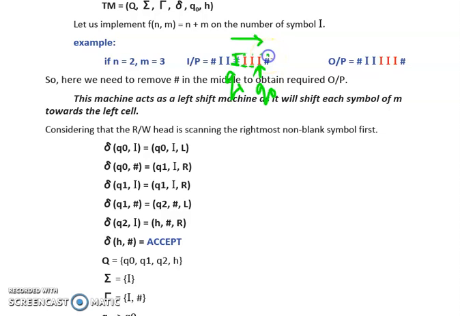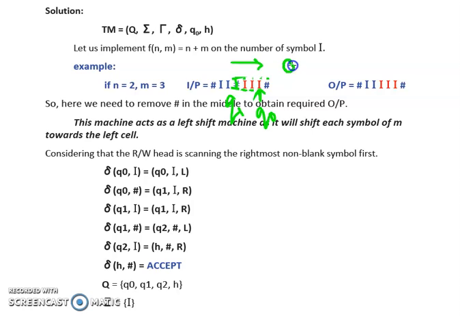So once it has reached hash, the state will change and the hash will be replaced by hash only. So when we are on the state Q1 and reading the symbol hash, the state changes to Q2. Now the state is Q2 and hash is replaced by hash and the movement of direction is towards the left. So we have moved towards the left. So we have again reached this particular I. So again we are on the same I.